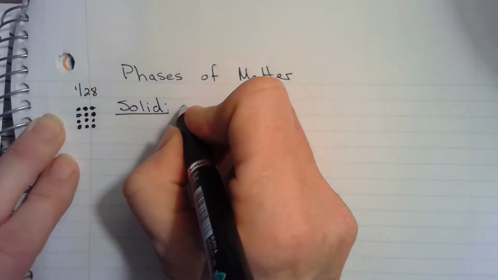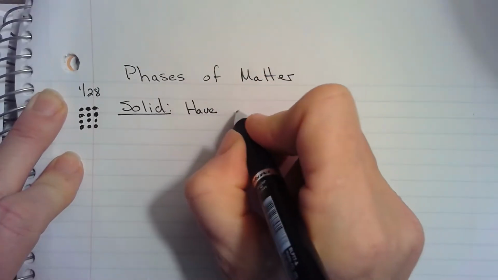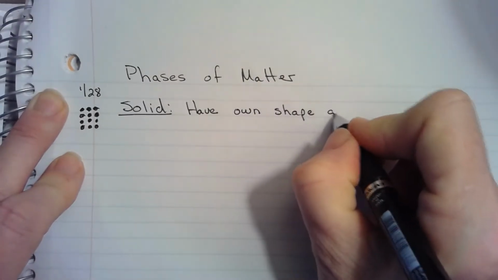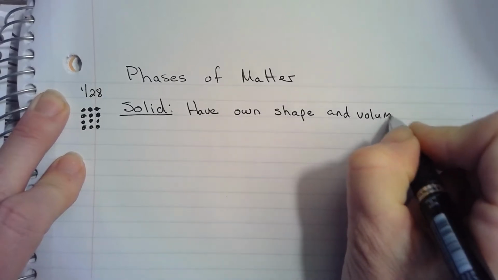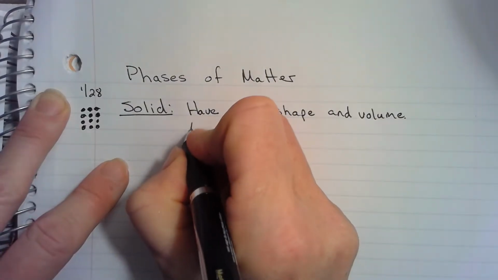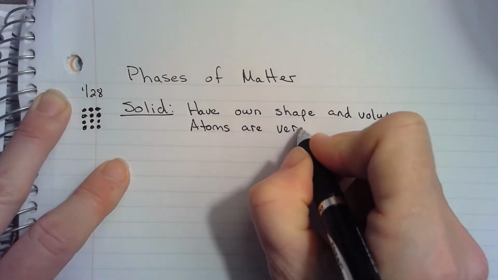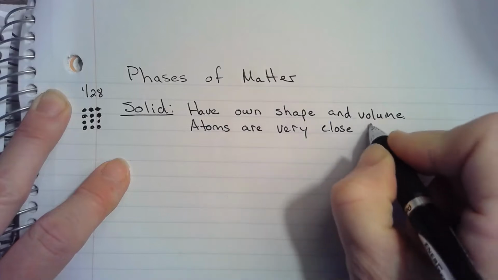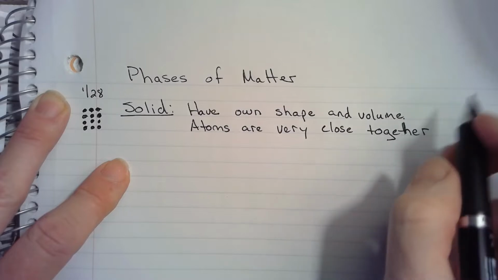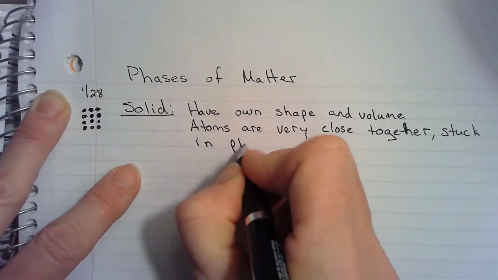So solids have their own shape and volume. Atoms or molecules are very close together. They are stuck in place.